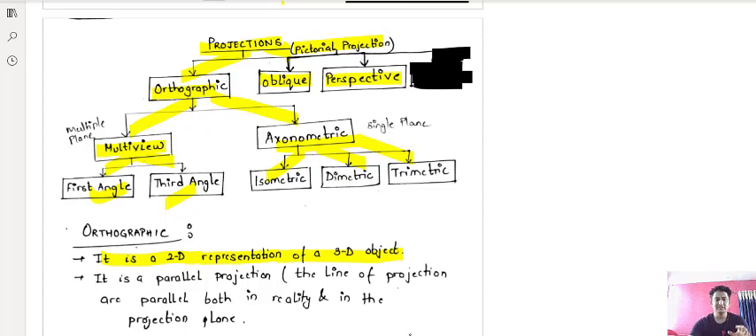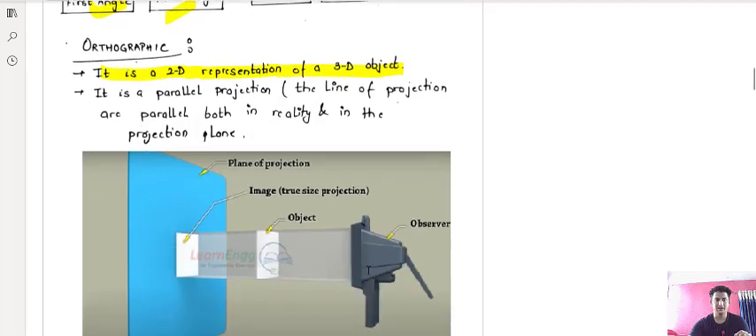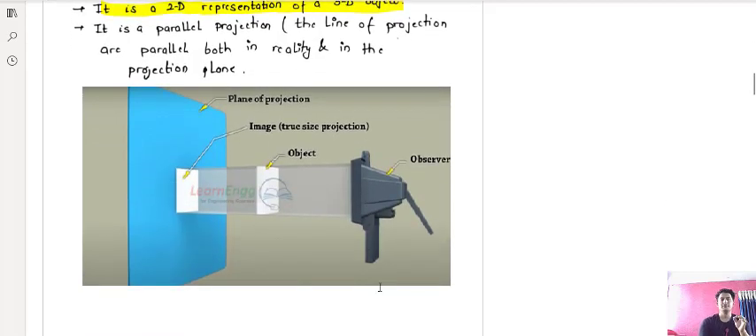Second point says it is a parallel projection. Parallel projection means, in parallel projection, the lines of projection are parallel both in reality and in the projection plane. That means the observer is here. Okay, this is the observer, and when these rays of sight are parallel, when these lines are parallel, this type of projection is known as orthographic projection. I hope you guys have understood.